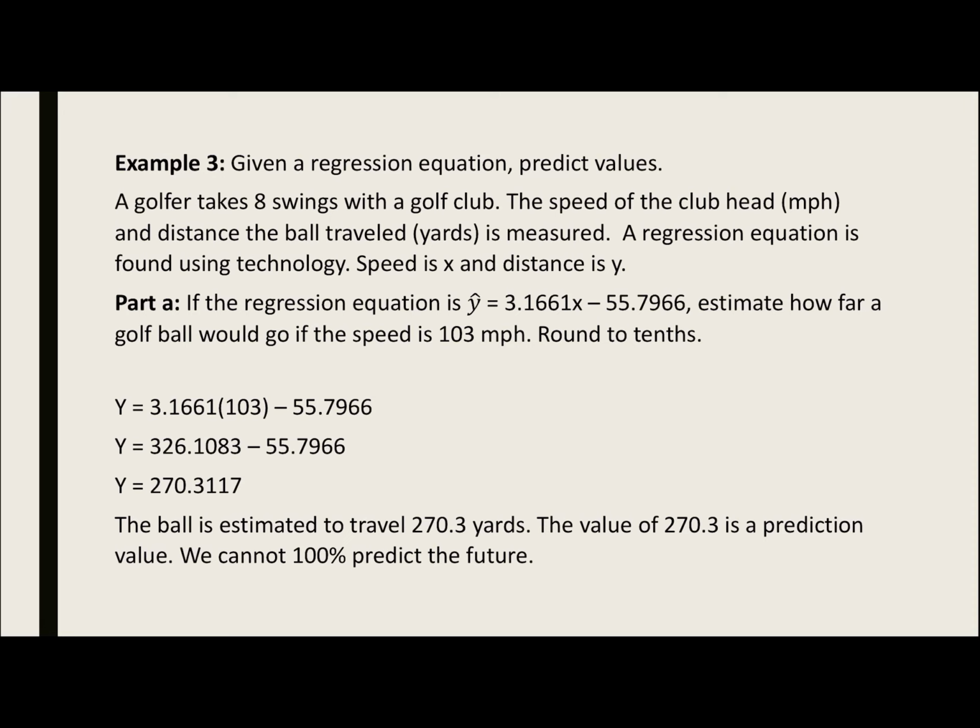Okay, so the regression equation was found using technology. And estimate how far for 103 means plug in 103 for x. So multiply 3.1661 times 103 and subtract 55.7966. And you get y equals 270.3117. Round to tenths, the ball is estimated to travel 270.3 yards.